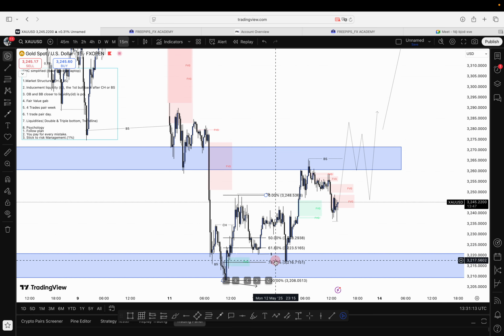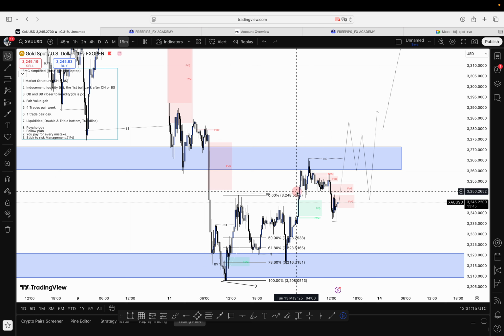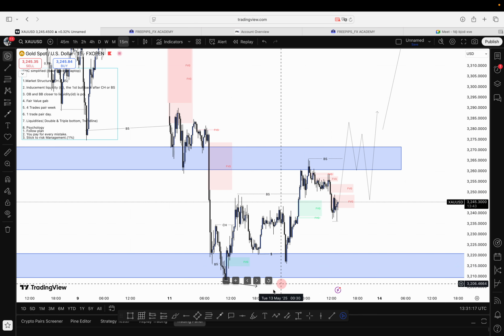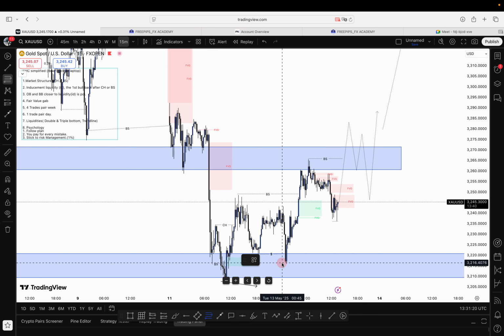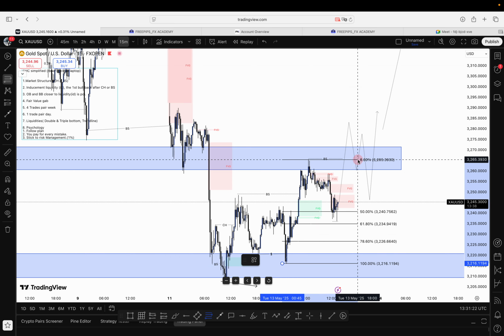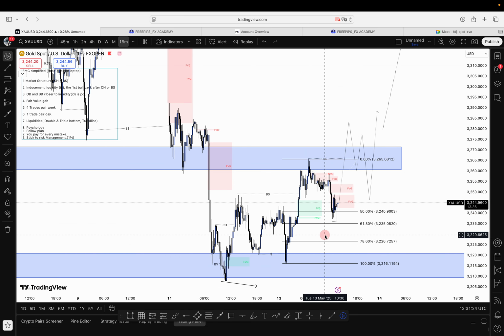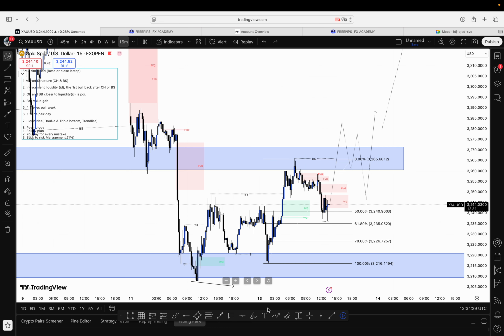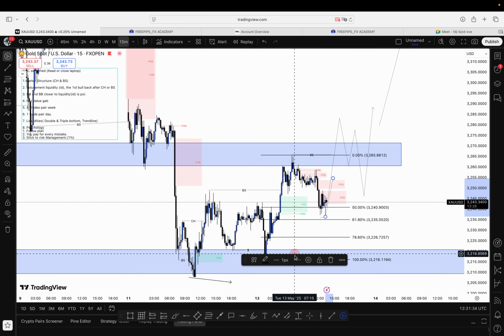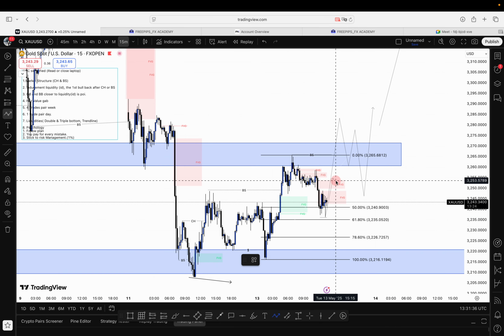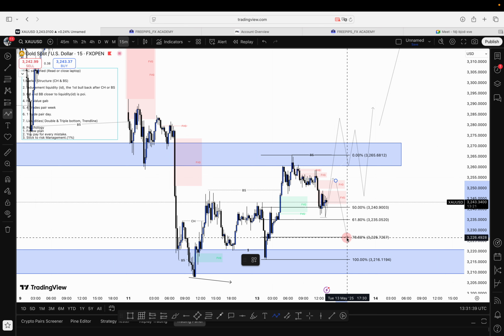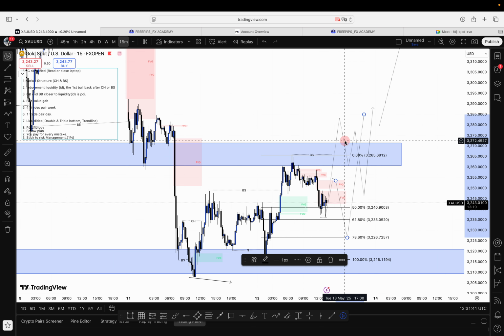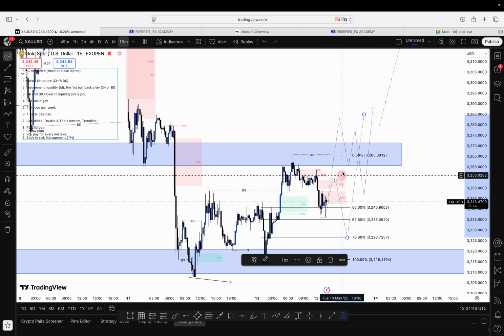Then any pullback again, I buy. But for this zone up here, if I will buy, this one will be my inducement. I will want to see this guy rise up here and then drop again, and then drop again. Then I find the other block and buy. Okay. You get it?